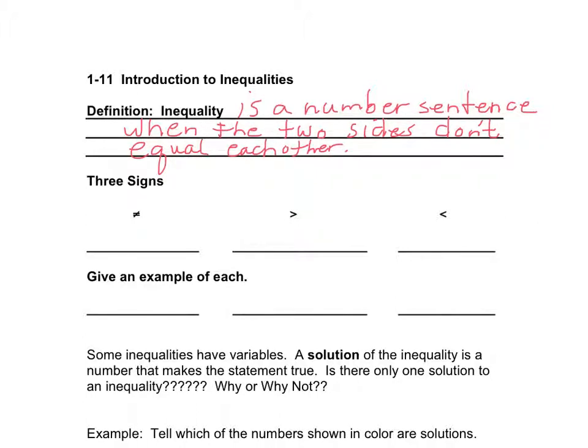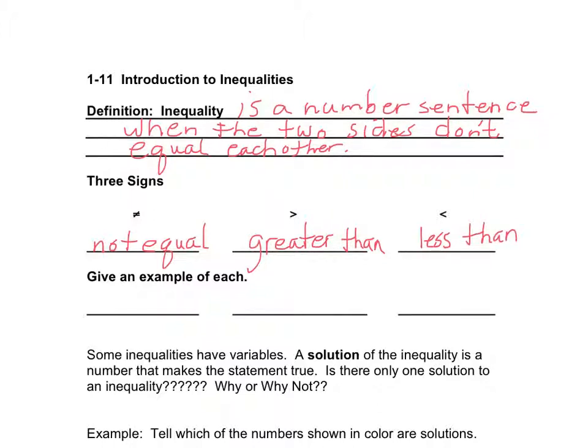So there's usually three symbols that we use. One is a not equal symbol, which is an equal sign with a slash through it. A greater than sign. And then a less than sign. We're going to give an example of each.